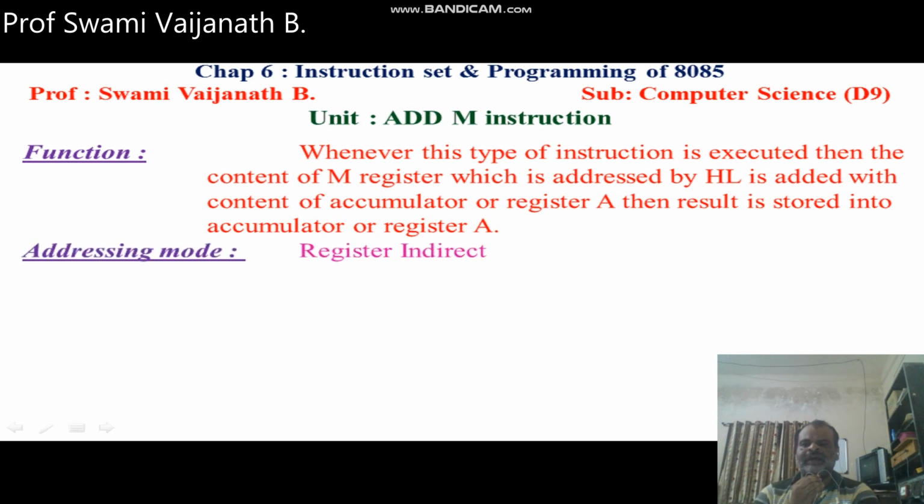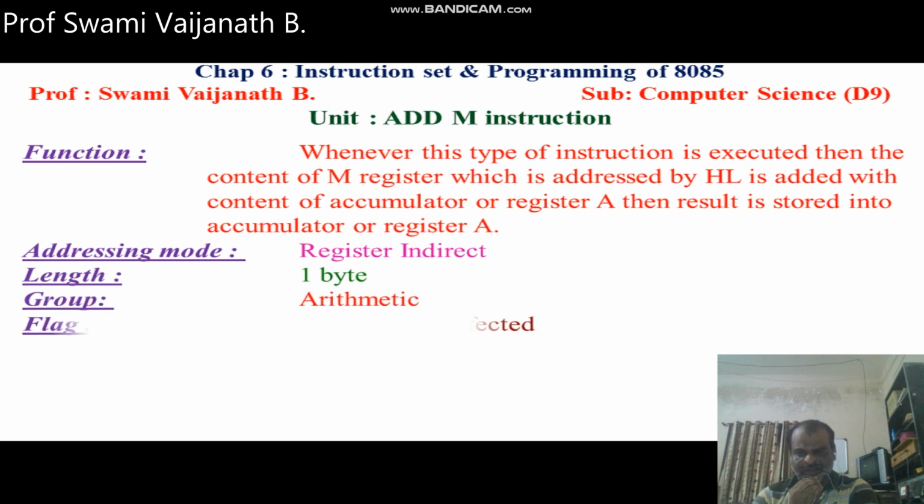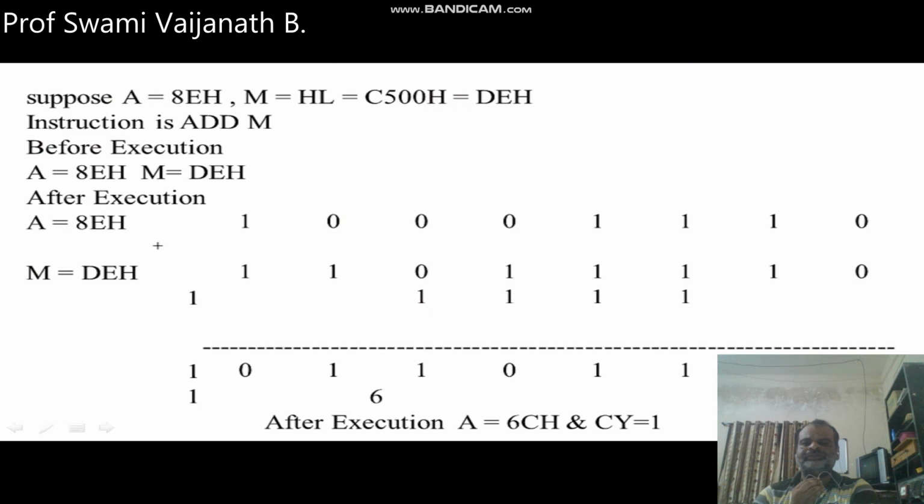For this instruction, the addressing mode is register indirect. Why is it register indirect? Because register M is mentioned as one operand and it is indirectly addressed by HL, so its addressing mode is register indirect. The length for this instruction is 1 byte, the group for this instruction is arithmetical, and all flags are affected. See here one example, ADD M.